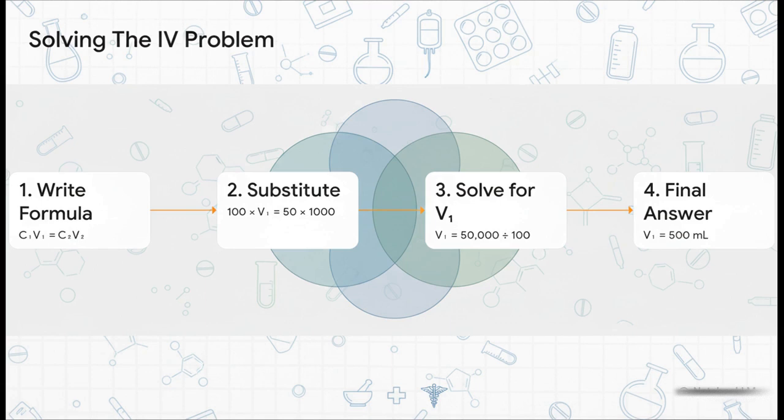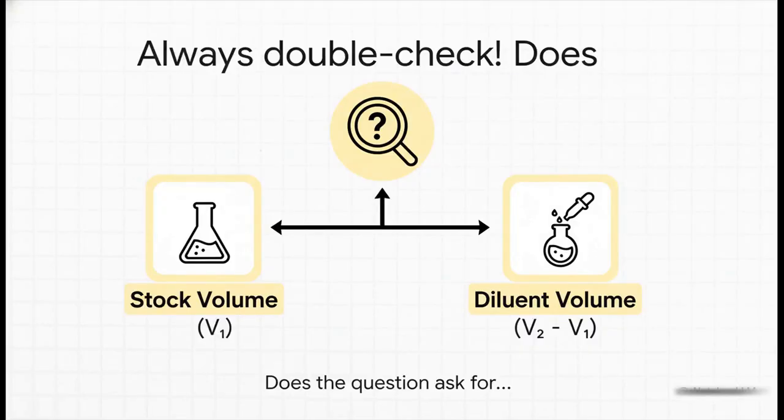See? Same process. And I'm going to say this again, because for IVs, it is so important. Pay attention to what the question is actually asking for. Did they ask for the stock volume, V₁, which we just found is 500 milliliters? Or do they want to know the volume of the diluent? To get a total volume of 1,000, you'd be mixing our 500 milliliters of stock with 500 milliliters of diluent. In this case, it's a 50-50 split, but it won't always be that simple. So always double-check the question.